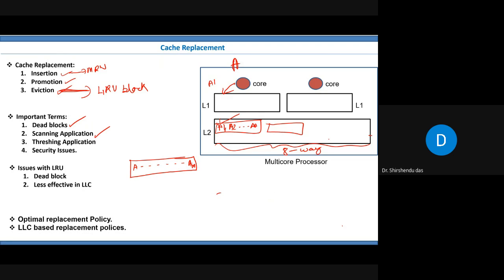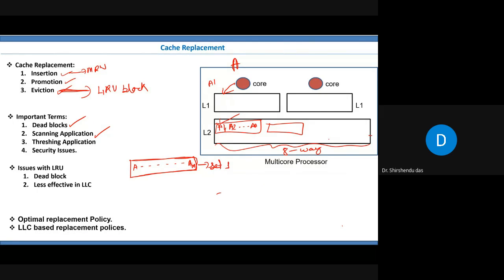One more important point: I'm assuming that we are targeting a particular set. So I'm only discussing associativity. Maybe some of you will think that there are a lot of sets, so which set will it go to? Whatever discussion I'm doing here, I'm assuming that all the blocks are going to a particular set. If you consider multiple sets, that is also true, but to make this explanation simple, I'm considering only a particular set. So suppose there is an application where the access sequence is this for a particular set, set number 1.